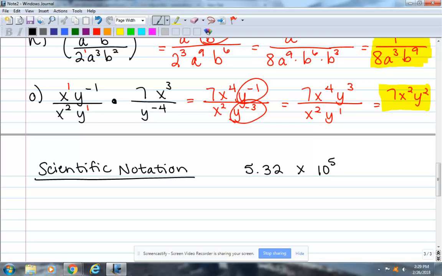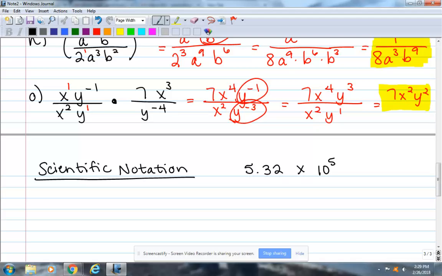Chemistry, physics, biology, medical stuff. You're dealing with very, very large things like the distance to the moon in meters. And you're dealing with very, very small things like molecules and cells and stuff like that. So that's why scientific notation comes in handy, and that's why it's called scientific notation, because you use it a lot in the sciences.